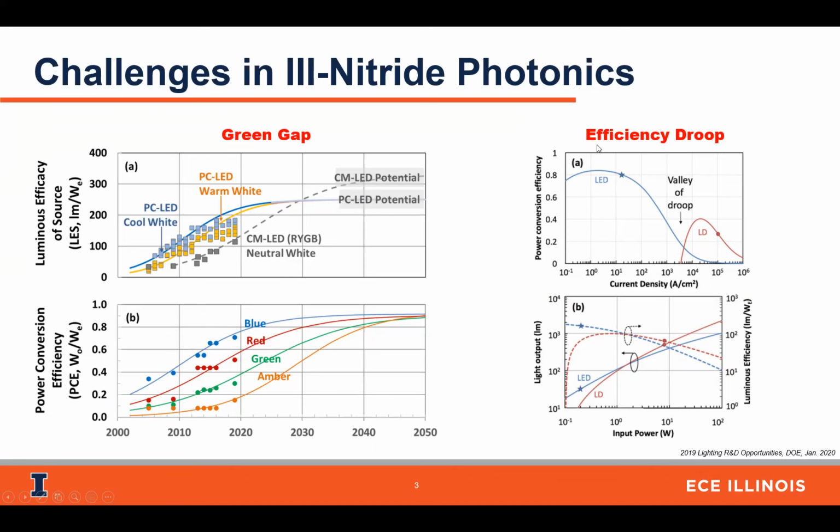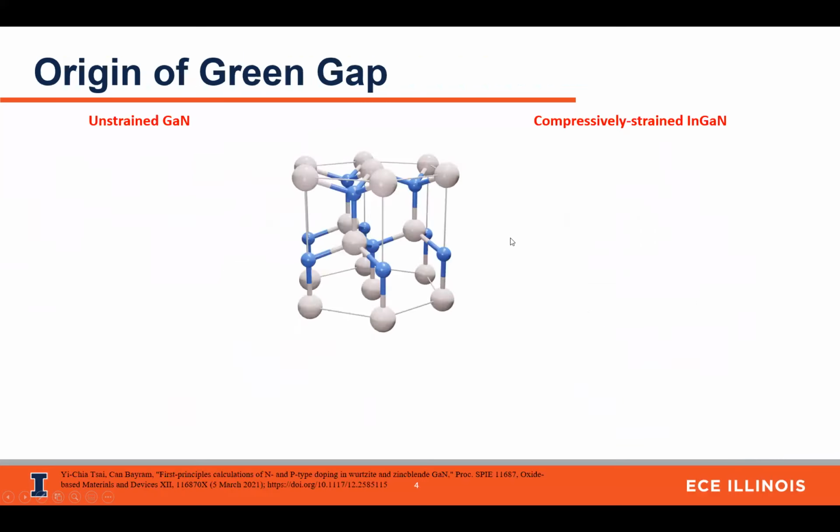On the right hand side, I'm going to talk just a little bit about the efficiency droop. The efficiency droop basically states that your efficiency decreases as your current density increases. And the reason behind it is also attributed to the existence of the polarization. So what is polarization then?